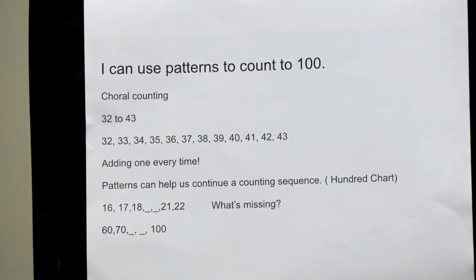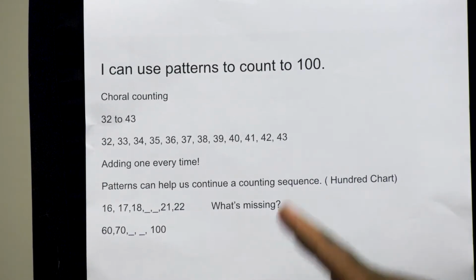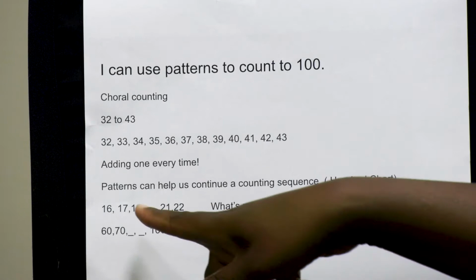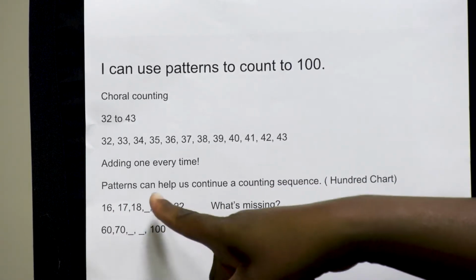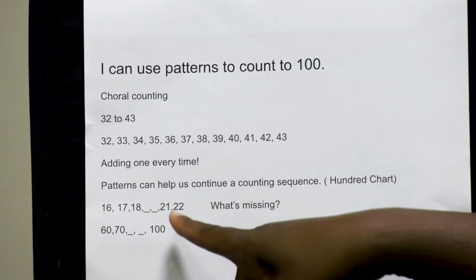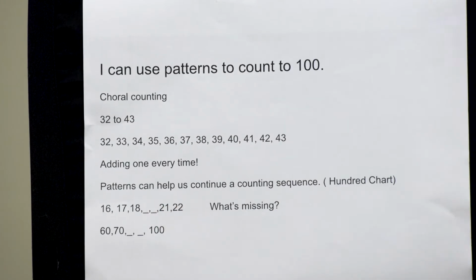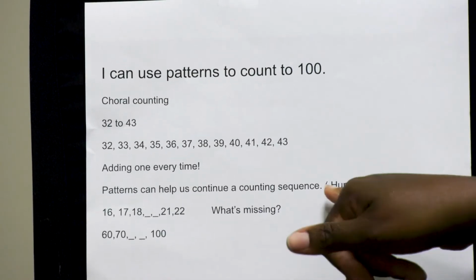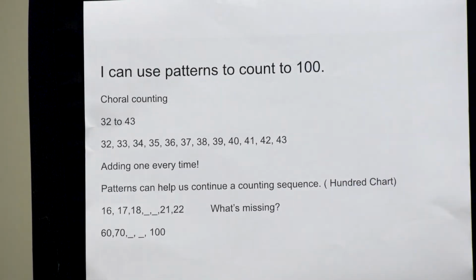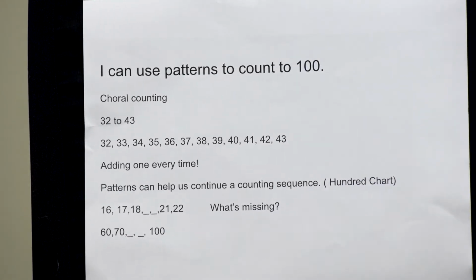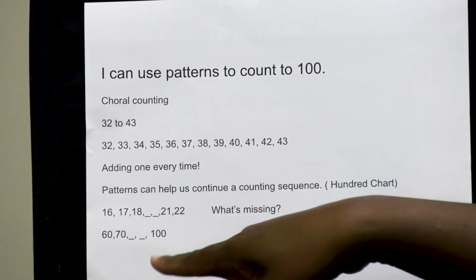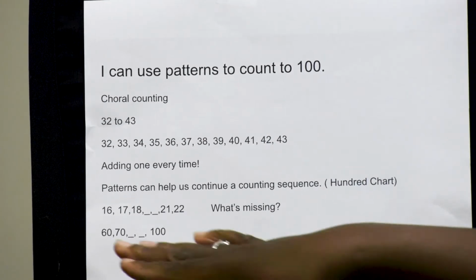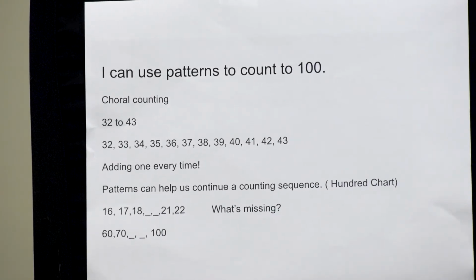Patterns can help us continue a counting sequence. Like here, you would have the numbers 16, 17, 18. What's missing? 19, 20, 21, then 22. And you could also use your 100 chart as a reference. Here you have the number 60, 70, you will go 80, 90, and then 100. Here, boys and girls, you're counting by tens.